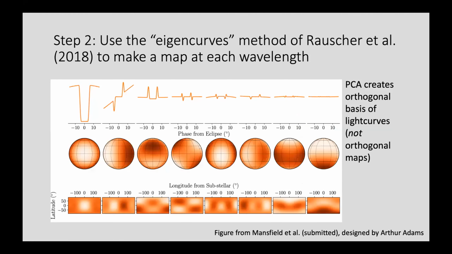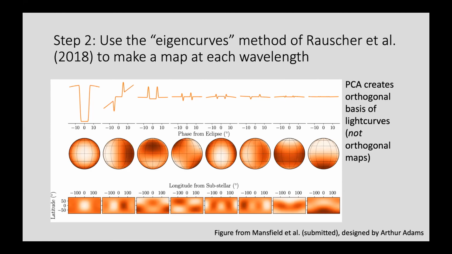Okay, so the second step then is we take each of those secondary eclipse light curves, and we use the eigencurves method, which was developed by Emily Rauscher, to make a map of the planet at each of those wavelengths we've observed at. So basically how this method works is we use PCA to make an orthogonal basis of light curves, which are shown in the top row of this figure here.